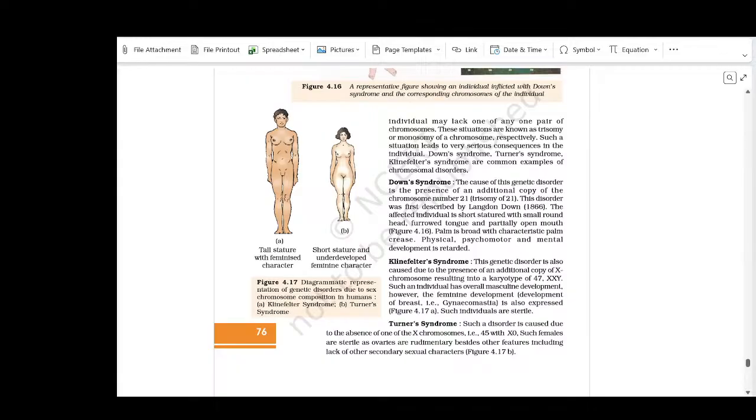The last topic, Turner syndrome. Such a disorder is caused due to the absence of one of the X chromosomes, that is 45 with XO. Such females are sterile as ovaries are rudimentary, besides other features including lack of other secondary sexual characters. So with this, we are done with the reading of principles of inheritance and variation.